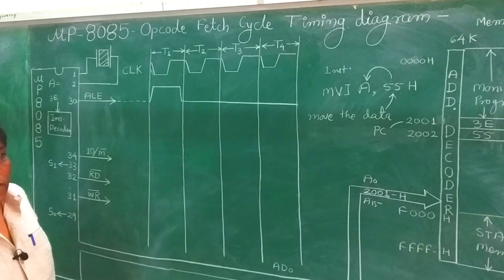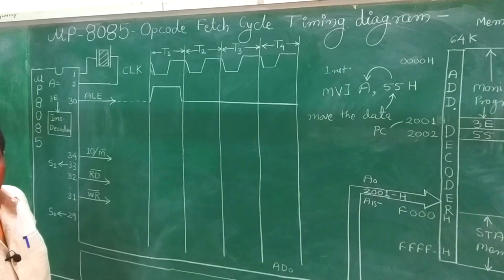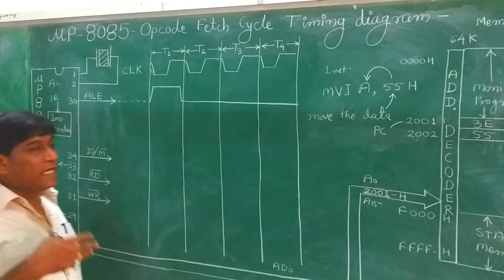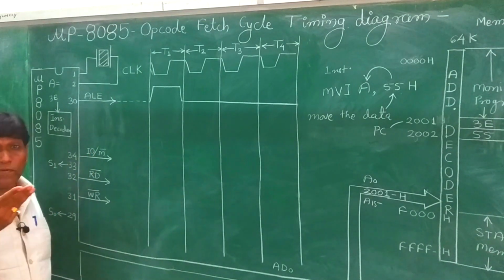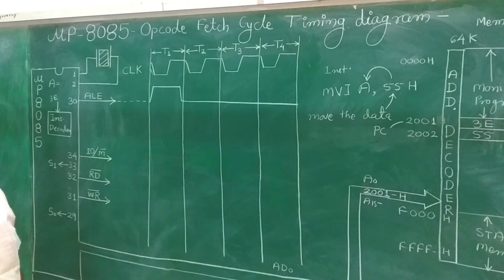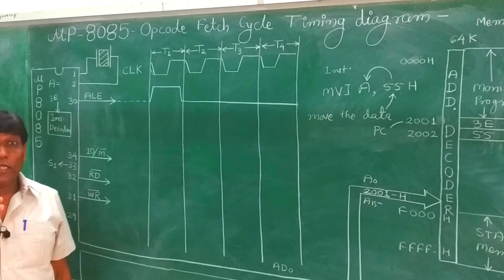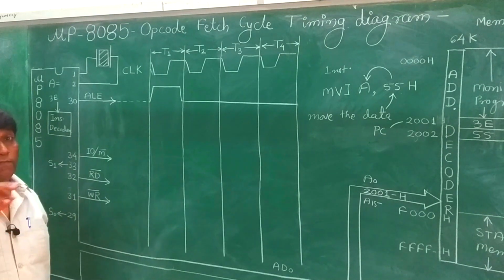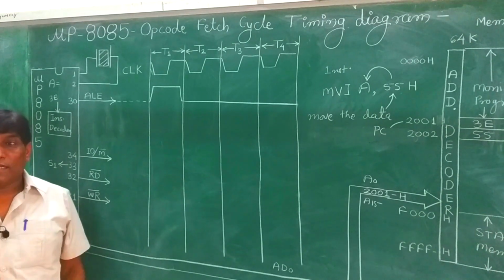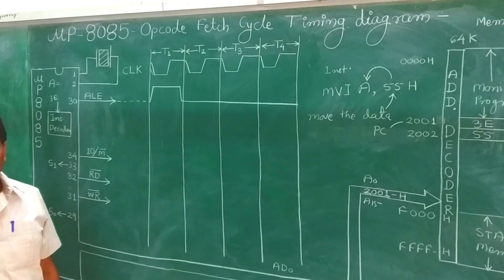The lower order address is to be extracted because later, during the next time period, these buses have to carry the data, which will be elaborated again in the demultiplexing process in the next lecture in detail. Because a latch is nothing but a flip-flop.